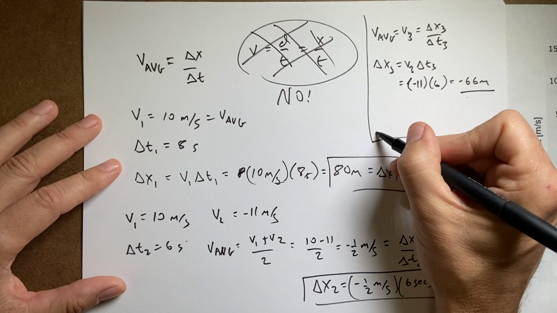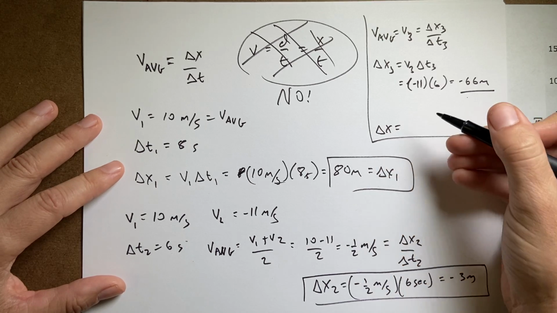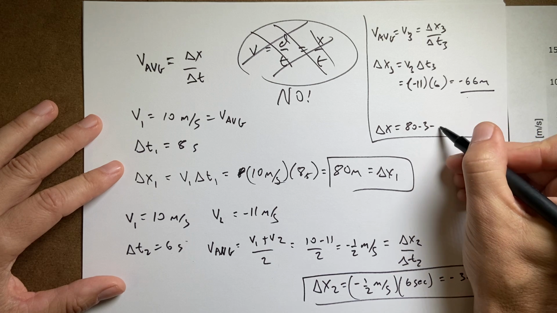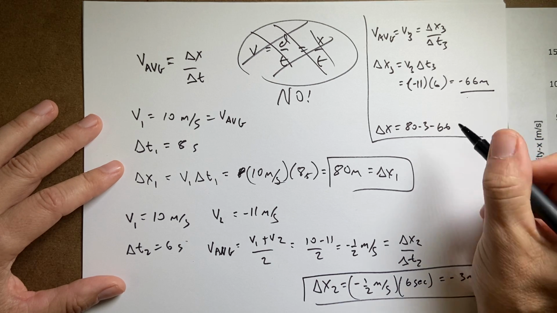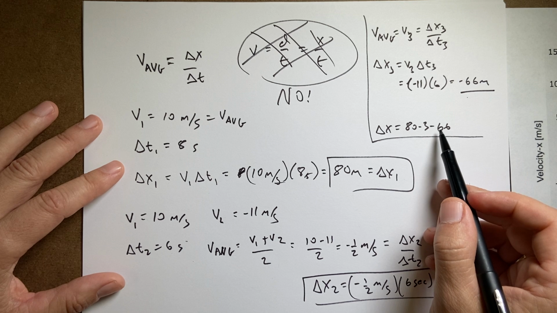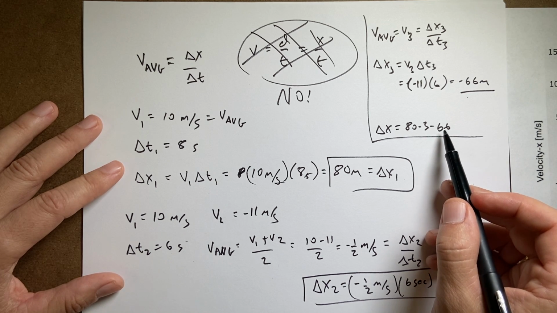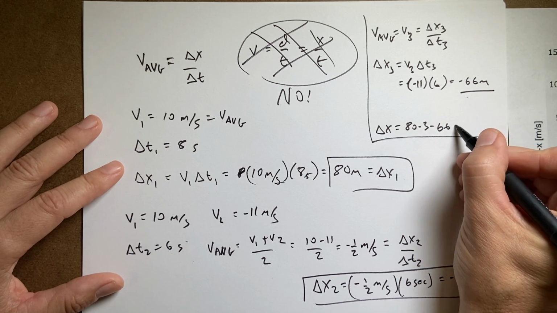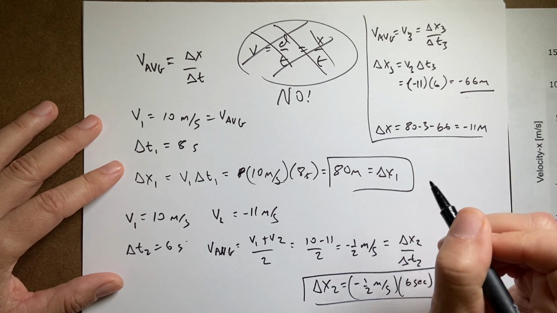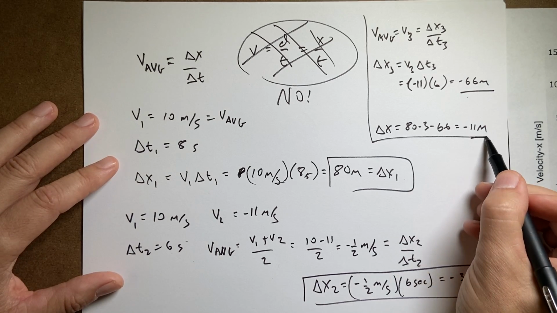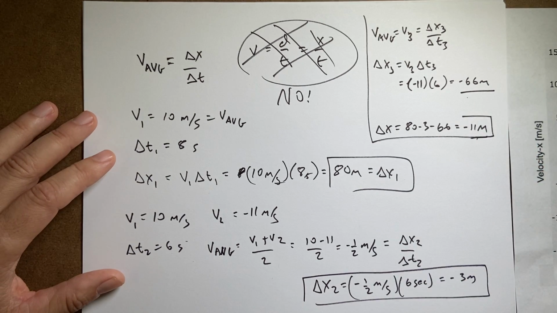So now my total delta x is going to be 80 minus 3 minus 66. So that's minus 69... Why am I at 11? Negative 11 meters. Is that right? Yep. Okay. I don't know why. I sometimes just get a little confused.